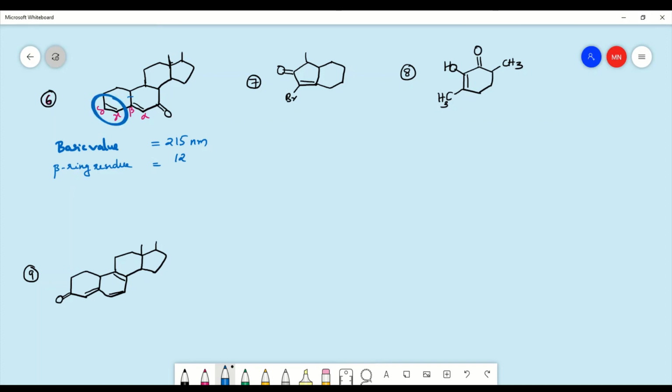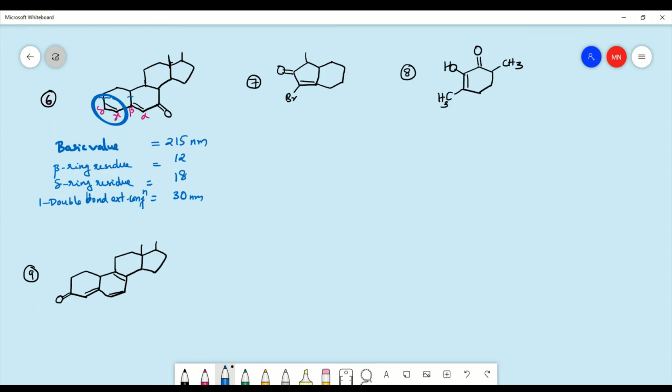This could be in conjugation, right? Like this. So, a double bond extending conjugation is present. One double bond extending conjugation, so 1 into 30, you have to add 30 nanometer. Now this is the delta carbon. At the delta carbon, you have one ring residue, right? So delta ring residue. For that contribution, the value is 18. So 1 into 18, you have to add 18 nanometer.